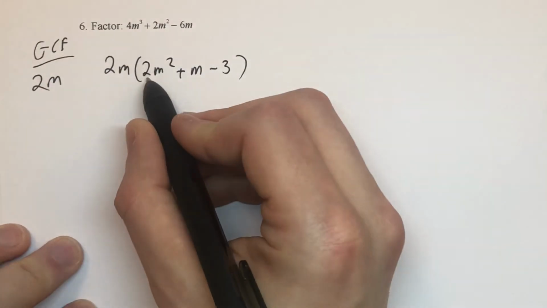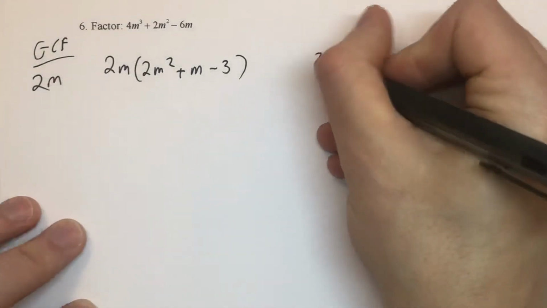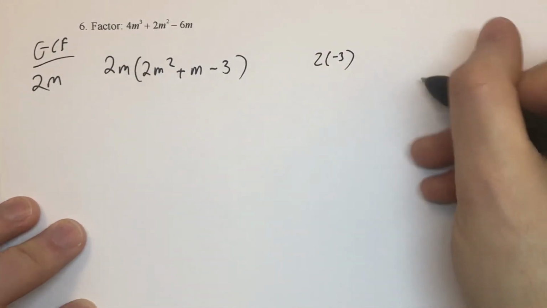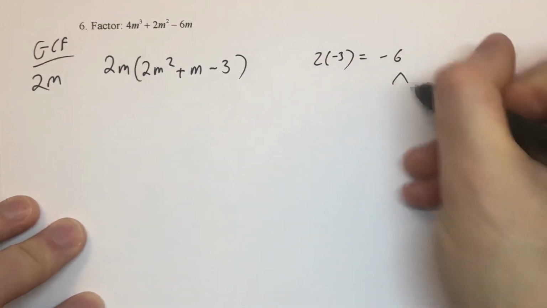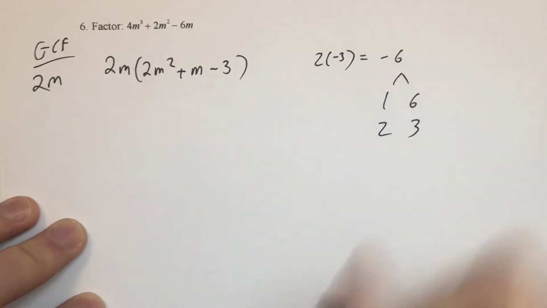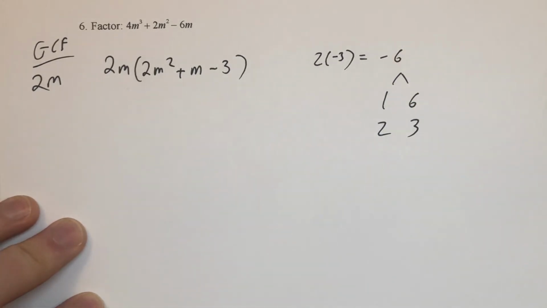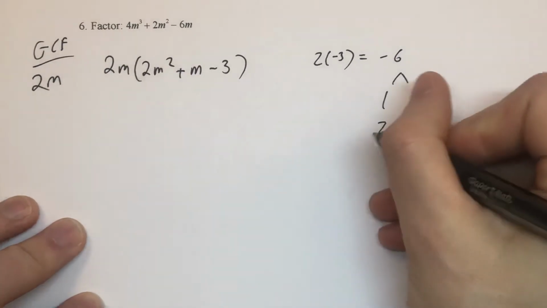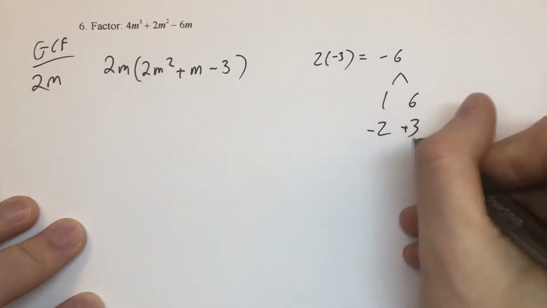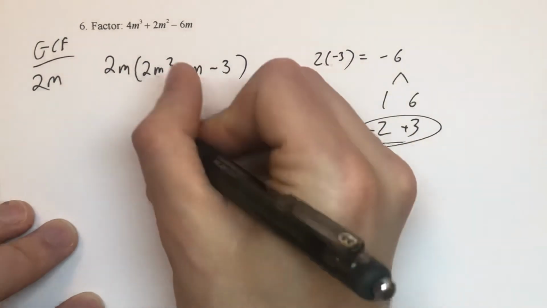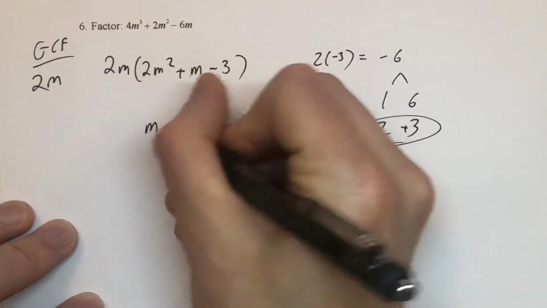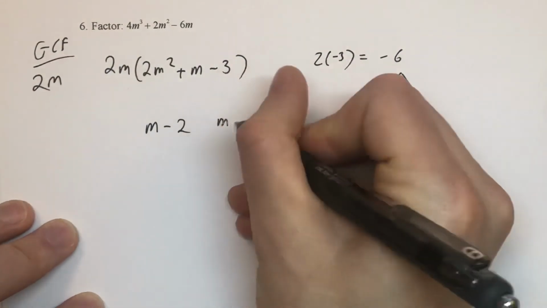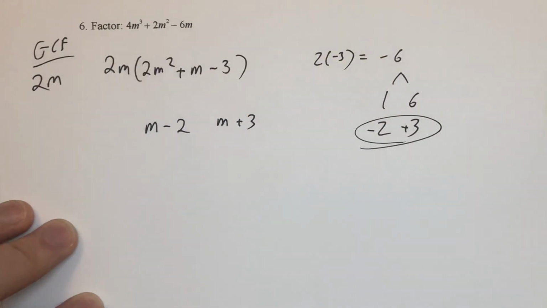With a 2 out front, this will be a bottoms-up approach. So 2 times -3, giving me a -6. So the only factors of 6 are 1 and 6 and 2 and 3. I want them to multiply to a -6, but add to a +1. So -2 and a +3 will be what I want. My variable here is m, so m minus 2, m plus 3.